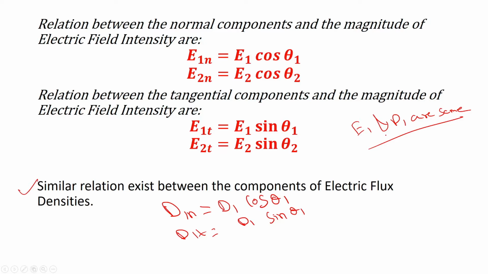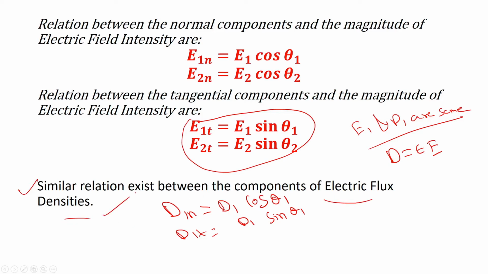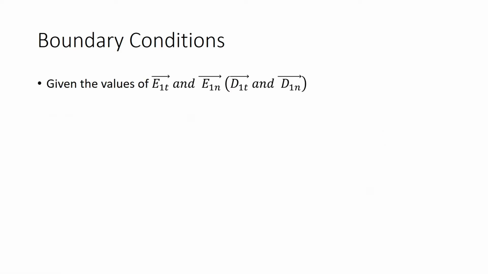As the relationship between E and D is D equals epsilon E, from this we can say that a similar relation does exist between the components of electric flux densities. So to discuss boundary conditions, let us see what we intend to find out.